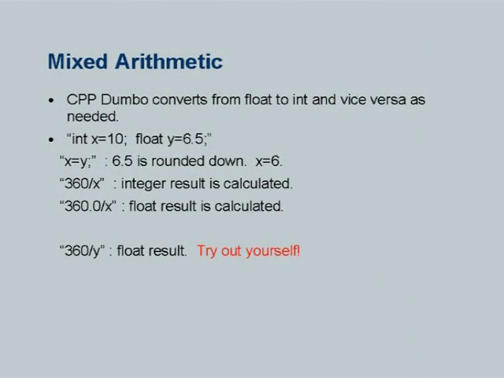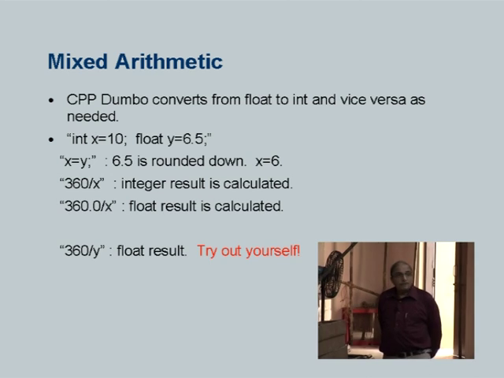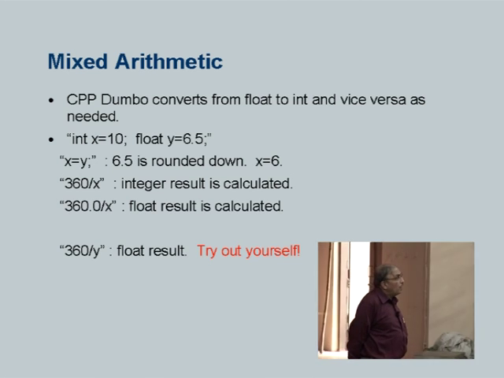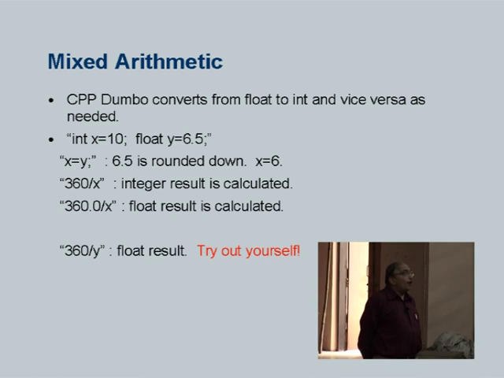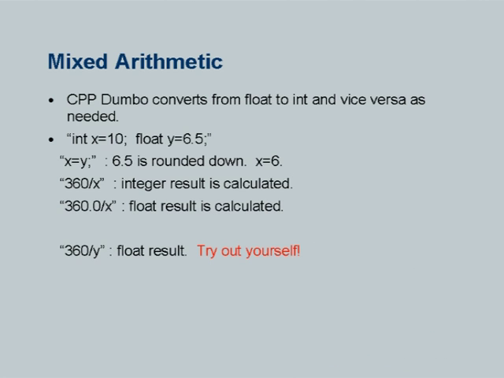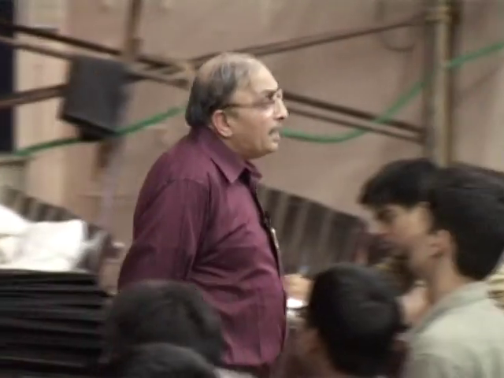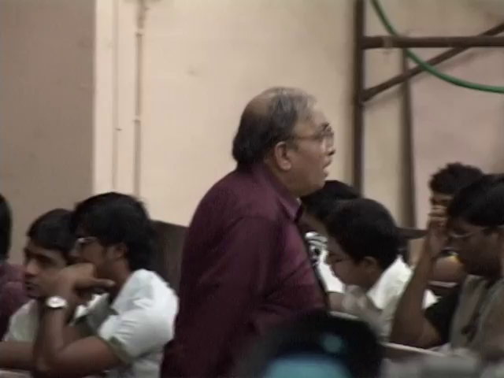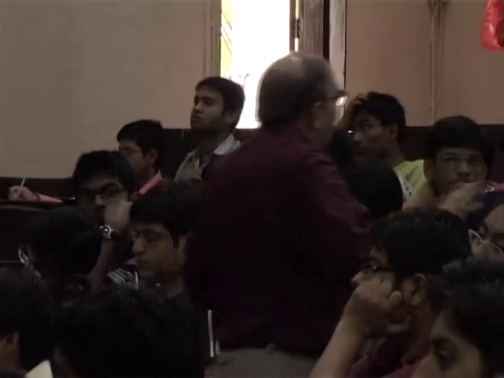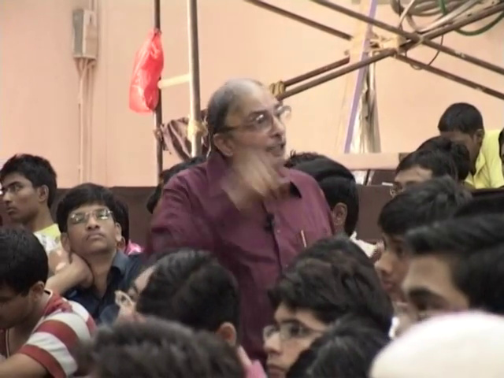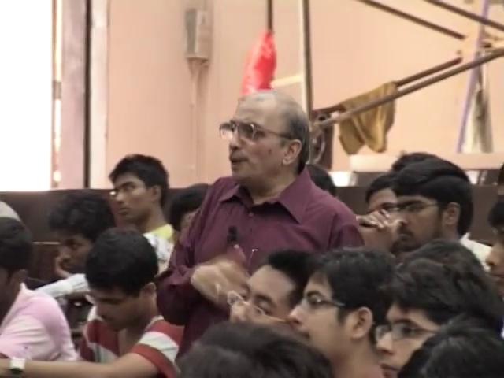However, if I say 360.0 by x, here x is an integer and 360.0 is considered a floating point value. A point to be noted: Dumbo always interprets actual numerical values that we write as either integer or floating point depending upon whether a decimal point exists or not. So 360 and 360.0 are two completely different internal representations for Dumbo. One is an integer representation, whereas 360.0 will be represented using our floating point format. And once there is a floating point format and an integer format, where these two different numbers are to be arithmetically operated upon, then it uses its own conventions.